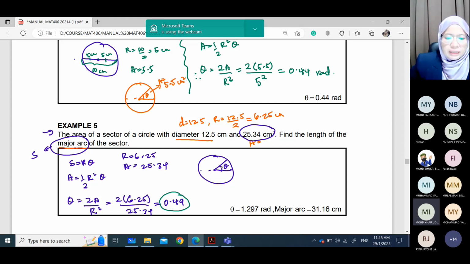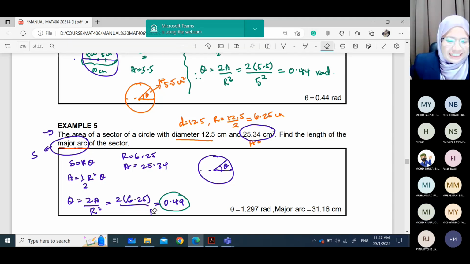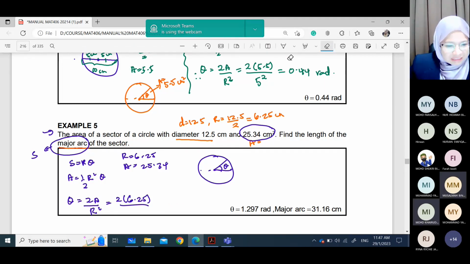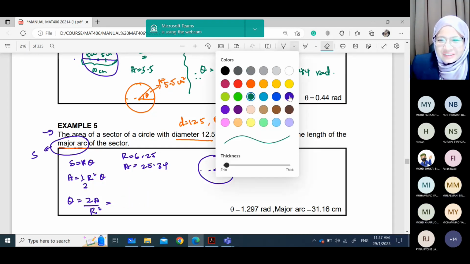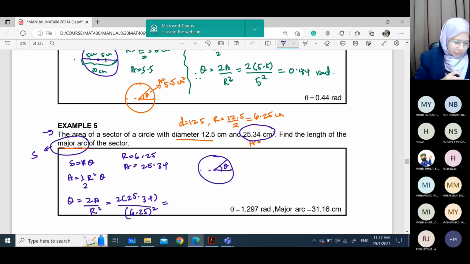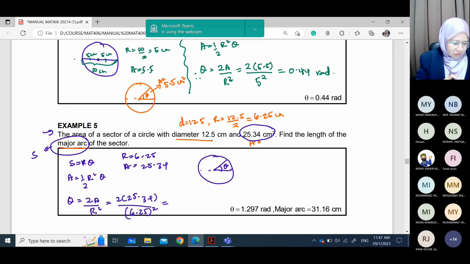Okay, yup. 0.49. Yes. Madam, yang R kuasa 2 tu tak ada pun dekat 25.34 tu. Belum ada. Mana? R squared. 50.68 mana ni madam? Salah masuk ni. Terbalik. Betul salah masuk. Okay, so 2A, so 2 times 25.34 over 6.25 to the power of 2. Okay, so 2 times 25.34 over 6.25 squared.